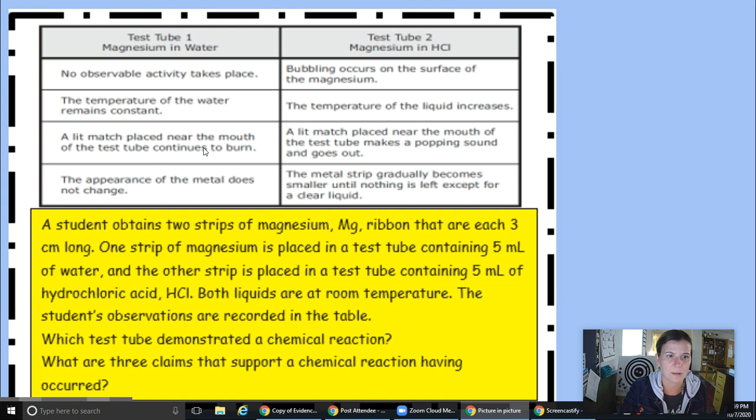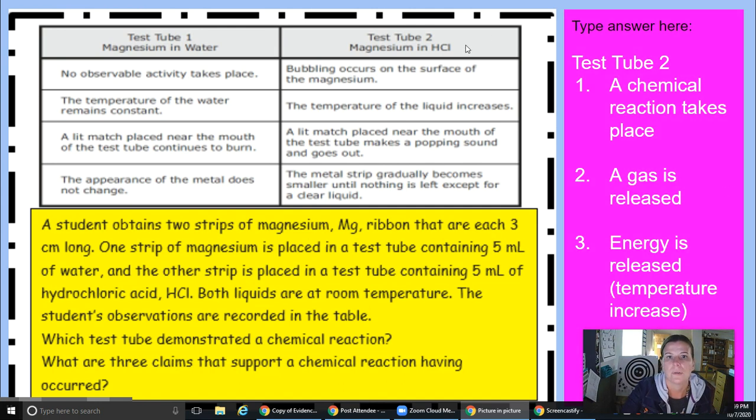A lit match placed near the mouth of the test tube continues to burn. A lit match placed near the mouth of the test tube makes a popping sound and goes out. Okay, sound is an indication of a chemical reaction. The appearance of the metal does not change. The metal strip gradually becomes smaller until nothing is left except for a clear liquid. So a new substance. So you would type your answer here that in test tube 2, you note quite a few different evidences of a chemical reaction. So a gas being released, also energy is released because you have a temperature increase.